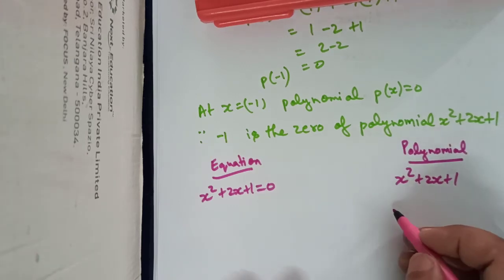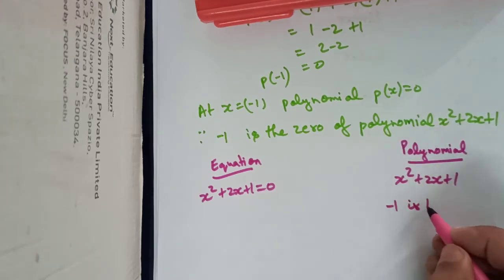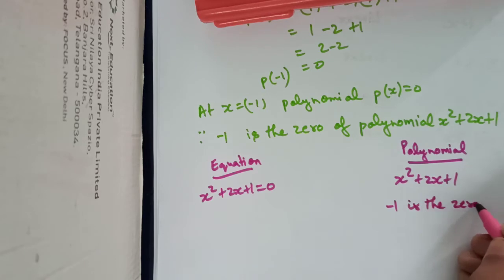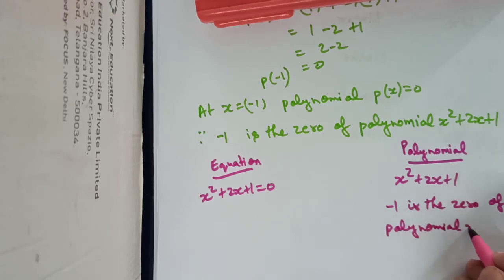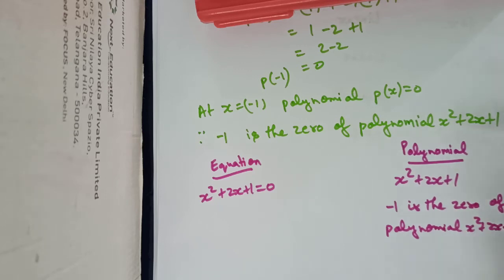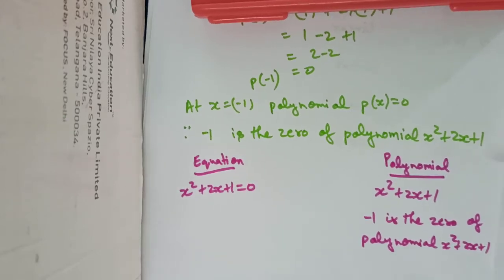equal to 0. So minus 1 is the 0 of the polynomial x square plus 2x plus 1. Okay, minus 1 is the 0 of polynomial x square plus 2x plus 1, means that minus 1 is that value of the variable which on substituting in the polynomial gives the value of the polynomial as 0.